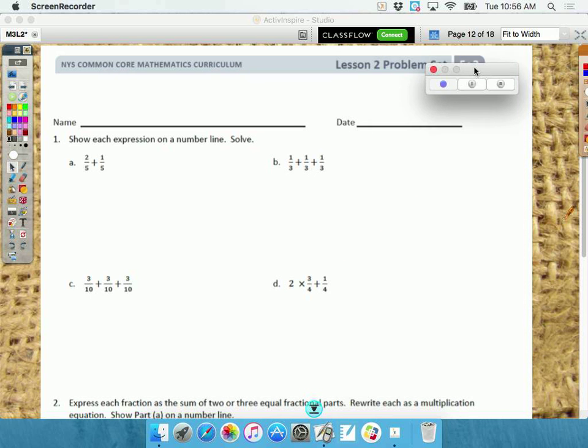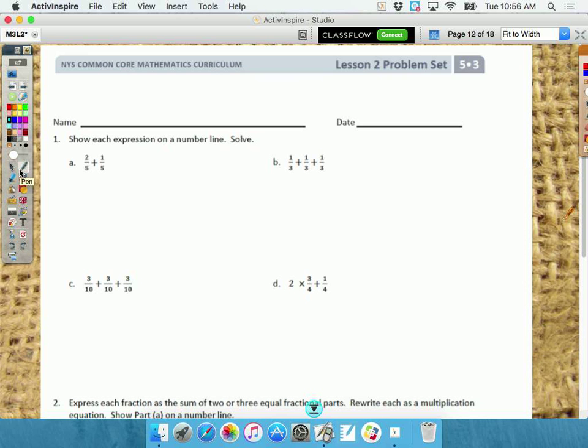Okay, your task today is to create number lines to match equations or expressions. This one says show each expression on a number line and then solve the expression. Now, personally, I like to solve it first. I like to do 2 plus 1 equals 3.